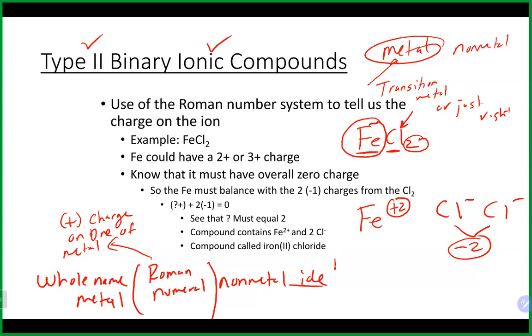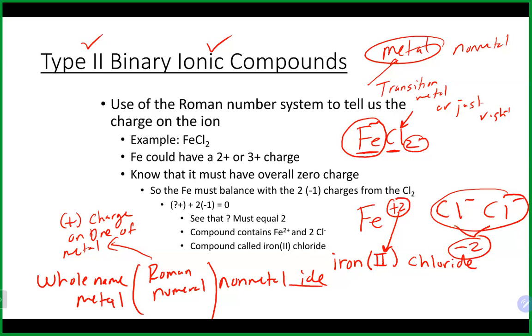We still use the whole name of the metal, which is iron. This would be Roman numeral 2 for the actual positive charge that's on the iron. And once again, just like last time, regardless of how many of these negative guys we have, it has no effect on the name. It is still going to be chloride. Once again, no di, no prefixes, none of those things. This is going to be iron Roman numeral 2 chloride.